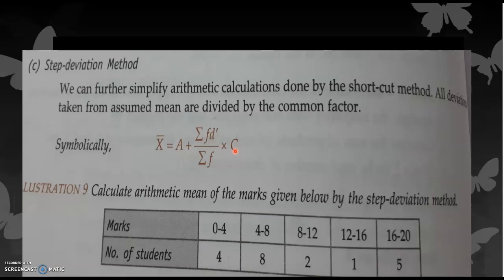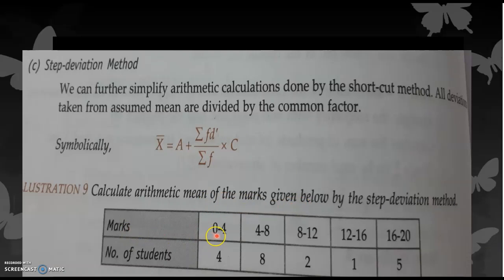The formula for arithmetic mean using the step deviation method is given as x bar is equal to a plus sigma fd dash divided by sigma f into c, where a means assumed mean and c is the class interval. So how do we calculate the arithmetic mean of marks given below by the step deviation method? This method can be illustrated with the help of this example.